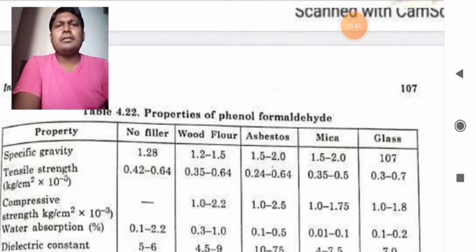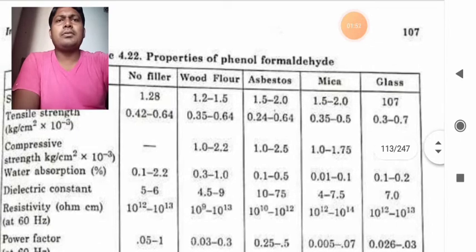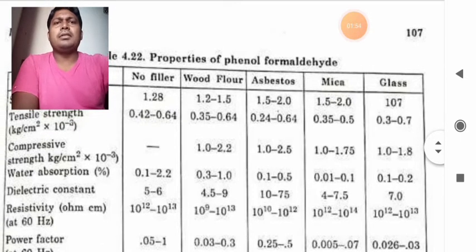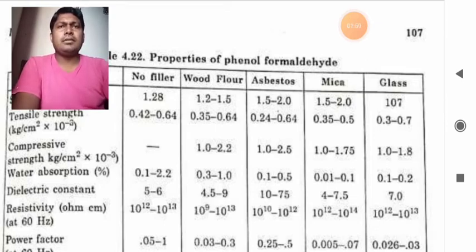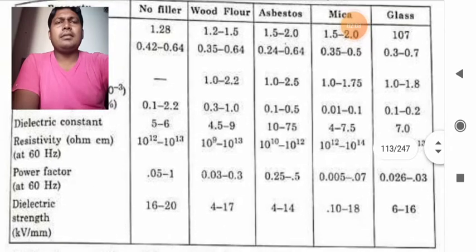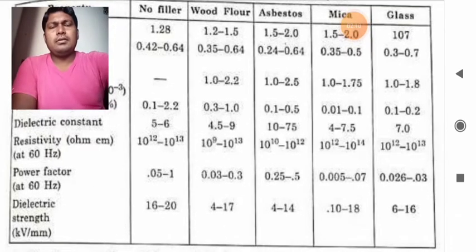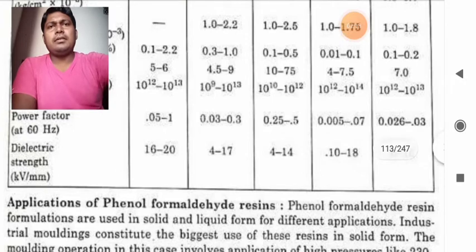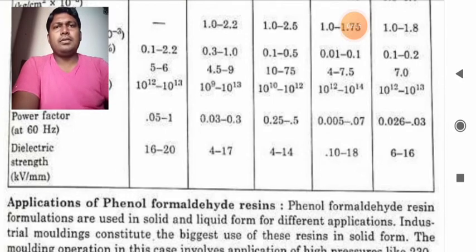Similarly, the tensile strength, which is in kg per centimeter square, is as in your table. Similarly, students, the strength in kg per centimeter square, water absorption in percentage, dielectric constant, resistivity, usually taken at 60 degrees, power factor also at 60 Hz, and dielectric strength in kV per mm are given. These are the values at different frequencies, and the dielectric strength accordingly is given in the table.